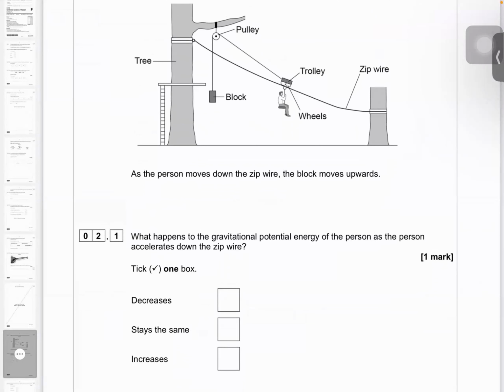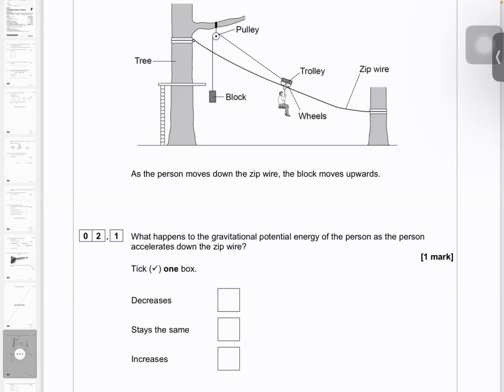Okay. This looks like a machine. But let's see what it says. It says, as the person moves down the zip wire, the block moves upwards. Okay. True.